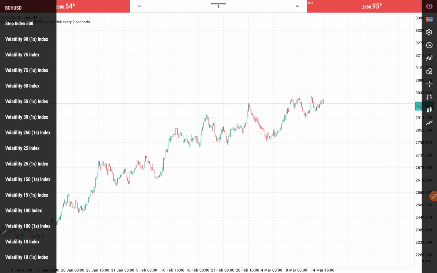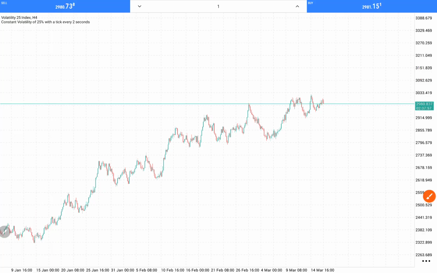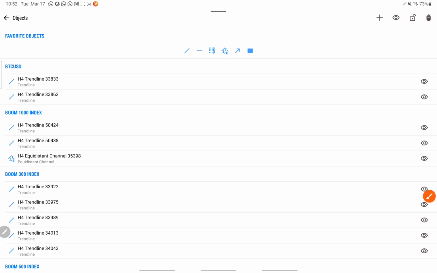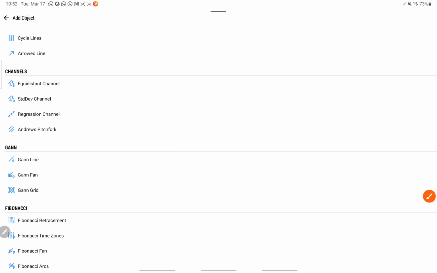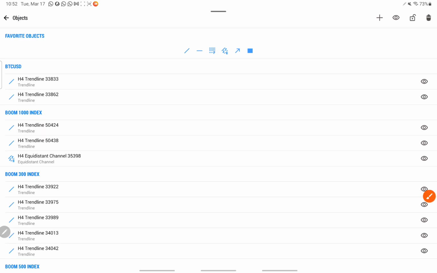Once you click like this, you come to this place on your chart. You click on this play button here, and you are going to see something like this. You can see the plus sign. If you want to add equidistant, you just click on that plus sign and then search for whatever you want to add. This is the equidistant channel. I have it already, so I'm going to click on it.